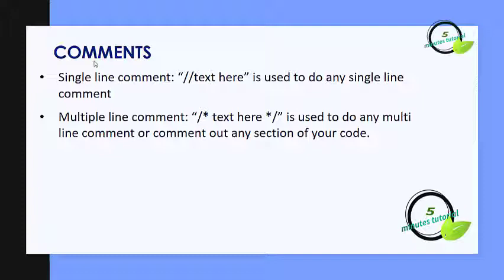There are two types of comment: single line comment and multiple line comment. In a single line comment, we can comment easily by typing double slash and then the text, and after the double slash we can comment anything. In a multiple line comment, we have to use slash then star, then the comment, and after that star and slash. By using this we can do multiple line comment.